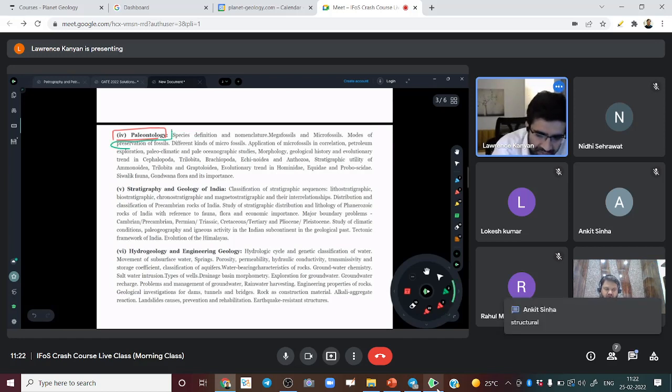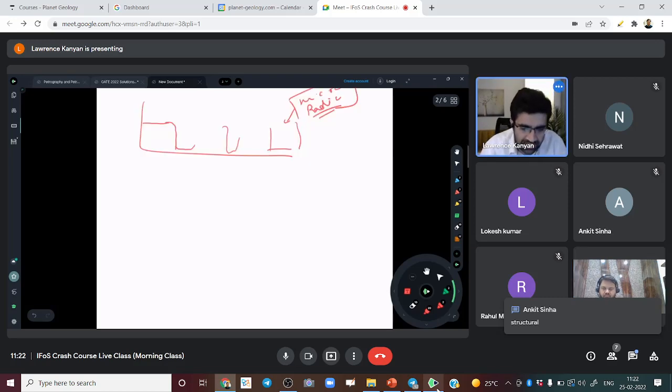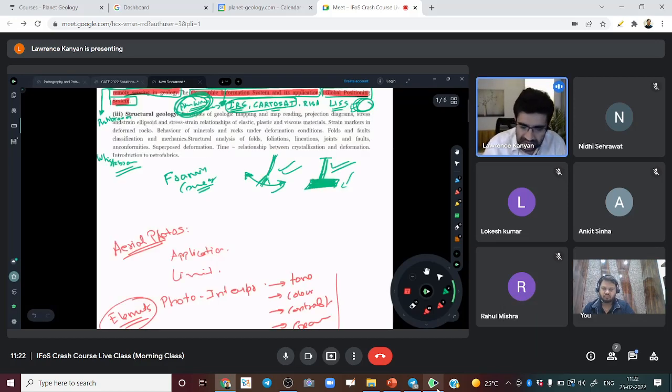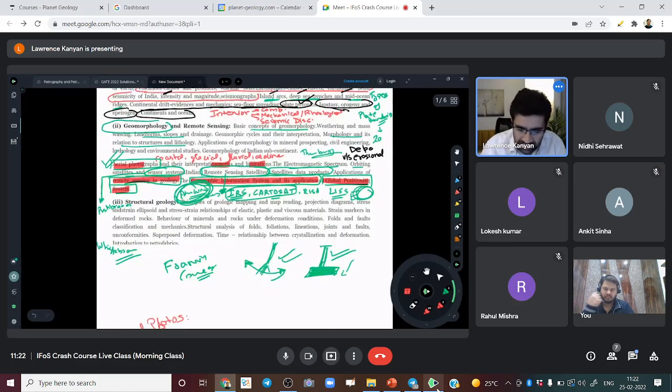Structural, I think. Oh yes, sorry about that, I thought this was done. Okay, so first let's go through structural. Principles of geological mapping and map reading. This question sometimes they directly ask: what are the principles of geological mapping?